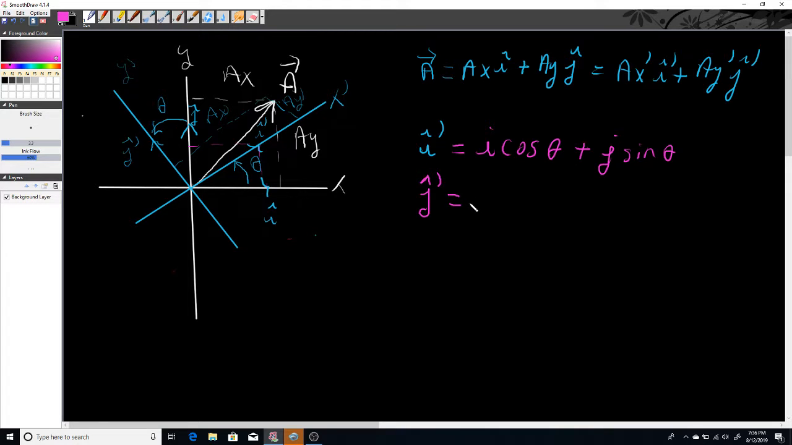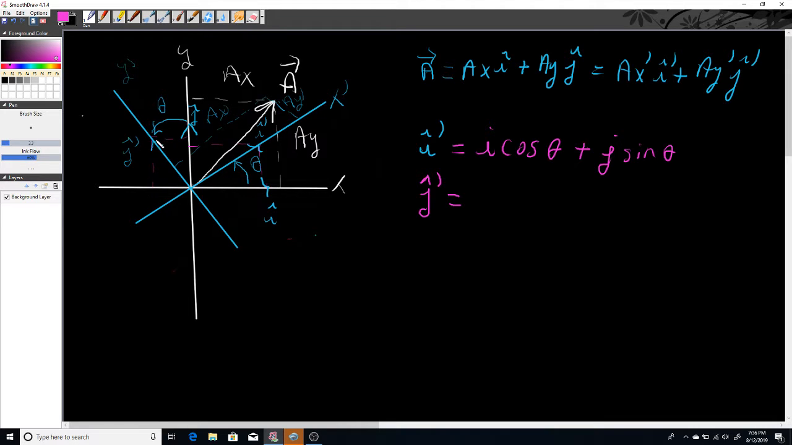And j prime is here. And now we can see that j prime is slightly different. It's this vector. If you could sort of tilt your head a little and look at the vector, it has this component and it has this component right here.